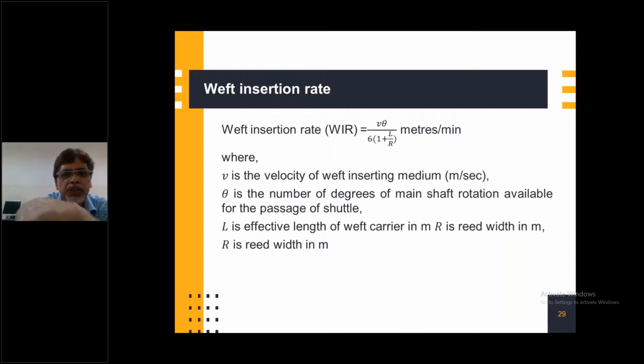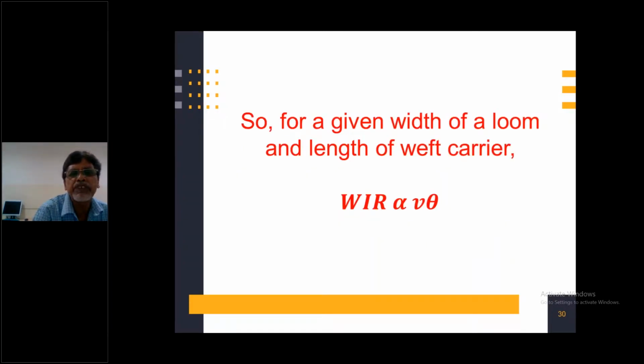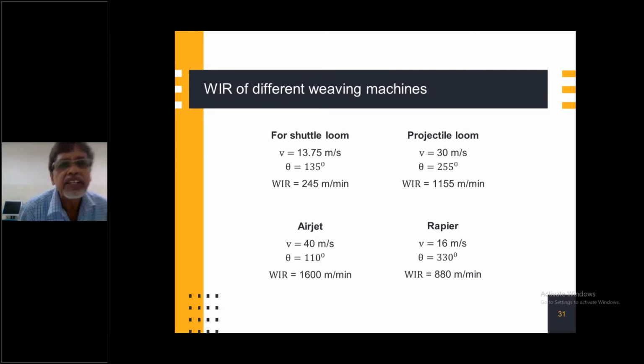So here, in order to achieve V and theta, we dismantle the central drives, and the designer has brought individual drives to the machine elements. For each loom, the weft carrier insertion rate varies with V and theta, so we have to look at how we can include V and theta. I will show you how the insertion rate of different loom machines differs in terms of their design.